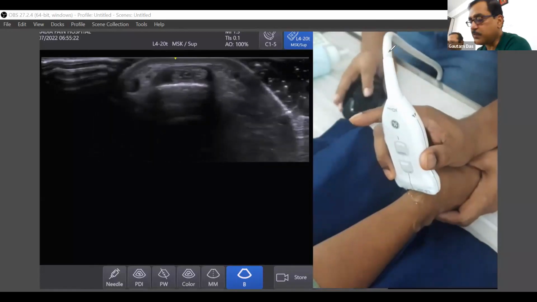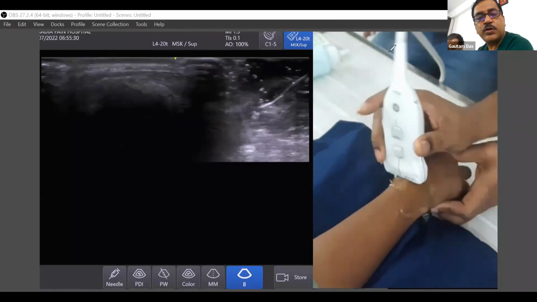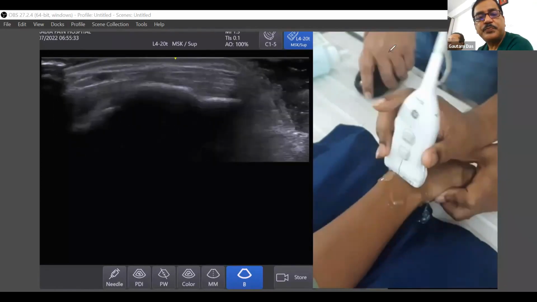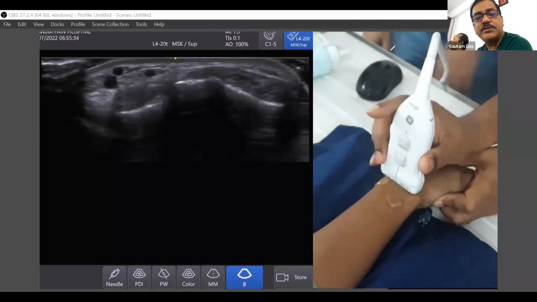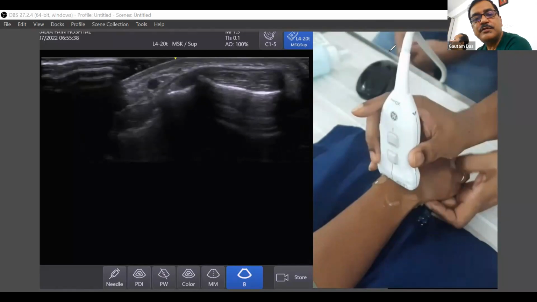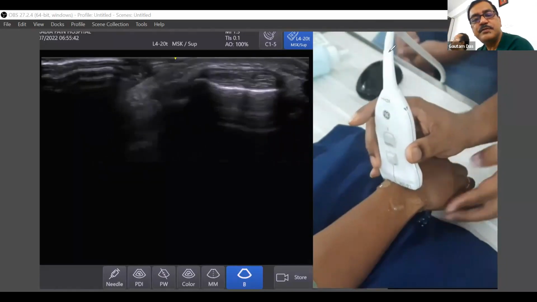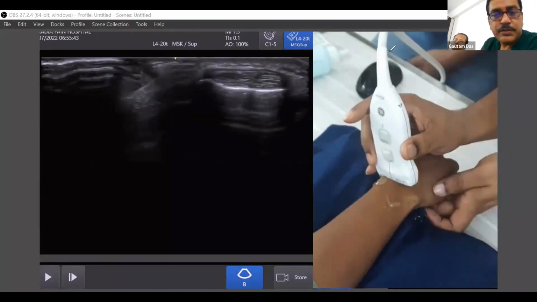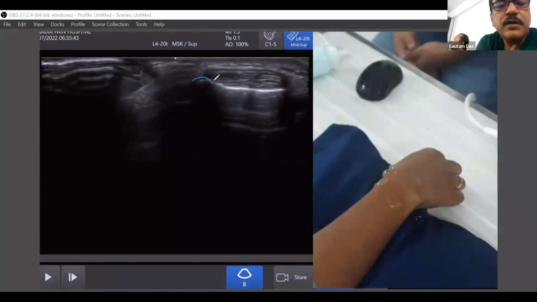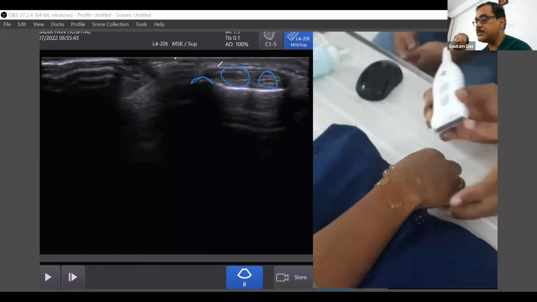So this is your first compartment. Then we are coming closer to the Lister tubercle, and you can see here, this is your second compartment. So this was your Lister tubercle, and these were the two tendons. What are these two tendons? Extensor carpi radialis longus and extensor carpi radialis brevis.